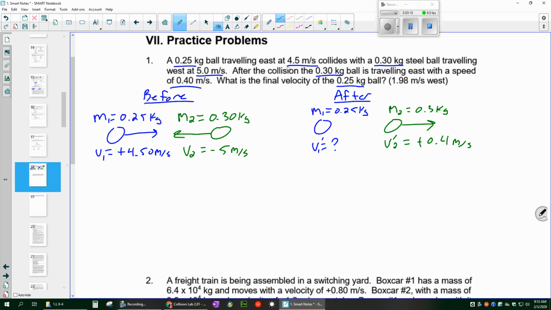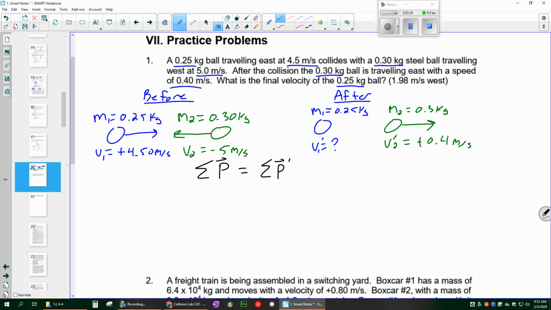Right, sum of momentums before is equal to the sum of momentums after. So the mathy way of doing that is sum of the momentums before is equal to the sum of the momentums after. So a little tick. Technically, you'd have little arrows over the top of those, right? Because they are vectors.